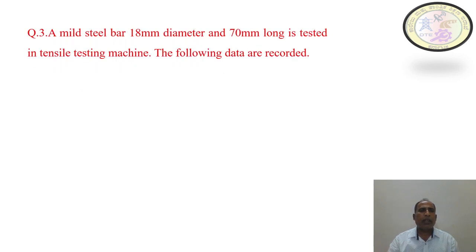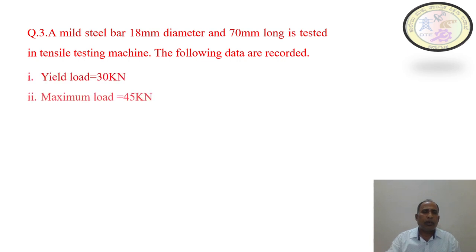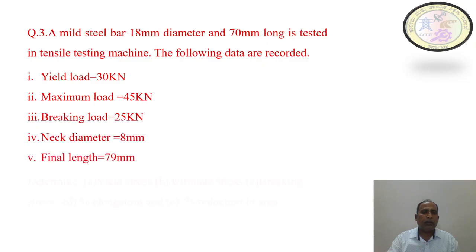And the last problem is a mild steel bar 18 mm diameter and 70 mm long is tested in a tensile testing machine. The following data are recorded. Yield load 30 kilonewton, maximum load 45 kilonewton, breaking load 25 kilonewton, neck diameter 8 mm, final length 79 mm.